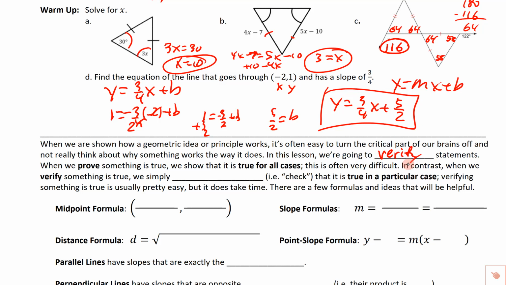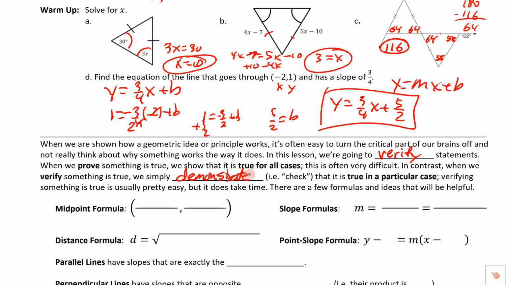And when we prove something, what we do is we prove that it's true for all cases. So we kind of do it in general, okay? With as few numbers as we possibly can, just saying, hey, if this is the case, I can prove that this is the end result no matter what happens. When we verify something, it's slightly different and a little bit easier. What we're going to do is we're just simply going to demonstrate or show that something's true in a particular case.